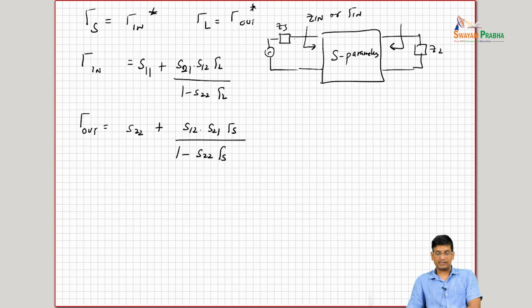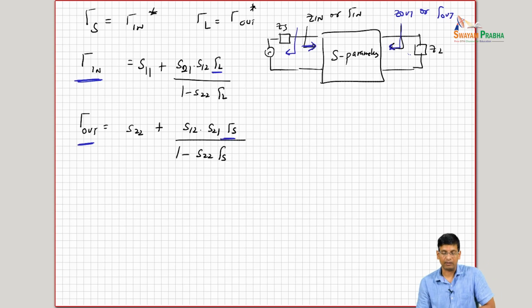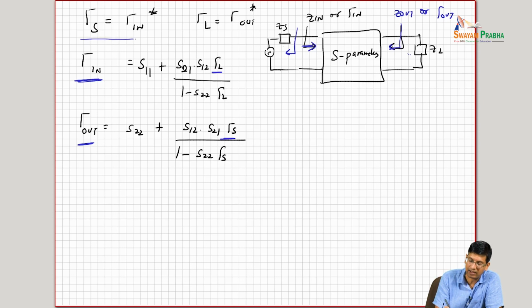So what we are basically seeing here is that gamma in depends upon gamma L, or what we see on this side of the port depends upon how we load it, which makes sense. And the impedance that we see looking in this way, so Z out or gamma out, what we see over here, depends upon what the gamma S is. But remember that in order to optimize, we want gamma S equal to gamma in conjugate.